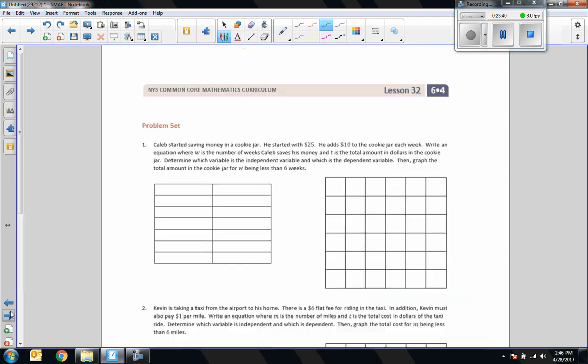Okay, that is the end of lesson 32. Go to your problem set.